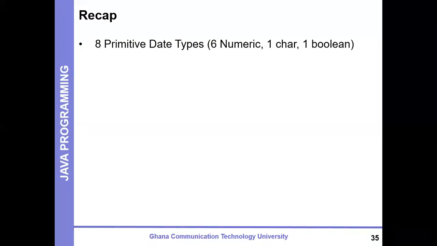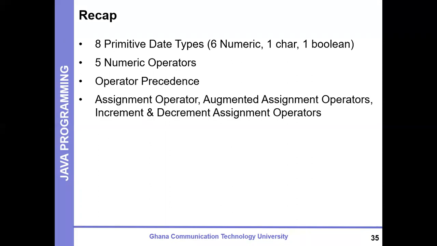So we've got 8 primitive data types, 6 are numeric, 1 is character, 1 is Boolean. We have what we call numeric operators, and there are 5 of them: addition, subtraction, multiplication, division, and modulus. And then we have the operator precedence, which comes first. And we said it's always the parenthesis first, followed by multiplication, division, and modulus, and the rest. So we call that operator precedence. Then we have what we call the assignment operator, which is the equal sign. The augmented assignment operator, which is plus equal.